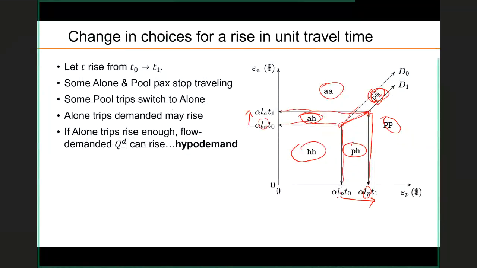And if alone trips rise enough, then the flow demanded, QD, can rise. Remember, these are in units of passenger flows, and so that will definitely decline. But because passengers are carried by vehicles and alone trips take more vehicles, even though the passenger flow is declining, we could actually see more vehicle flow demanded when traffic gets worse.